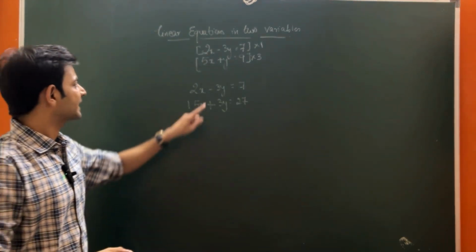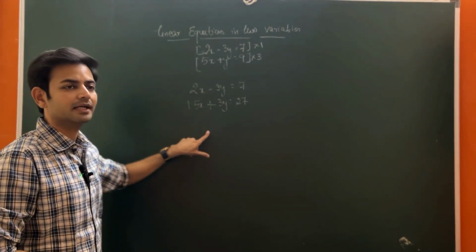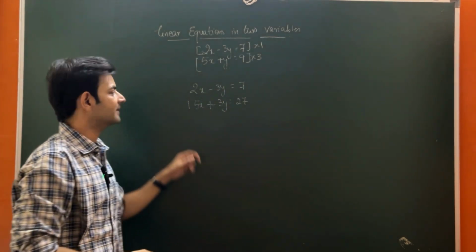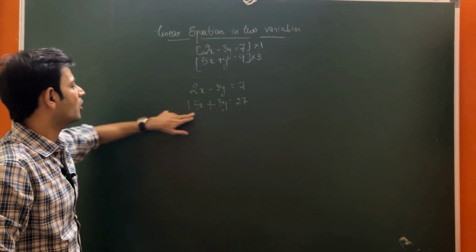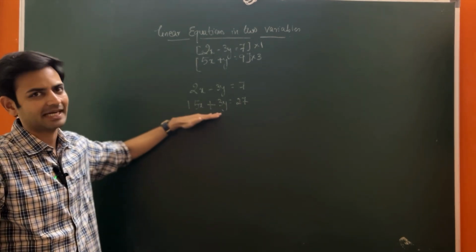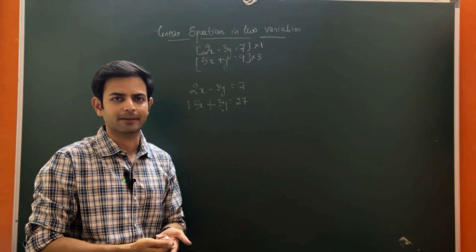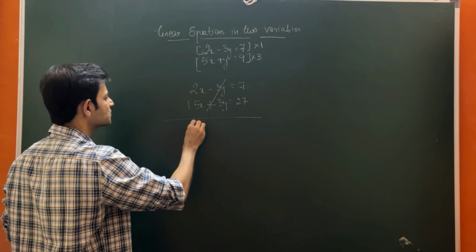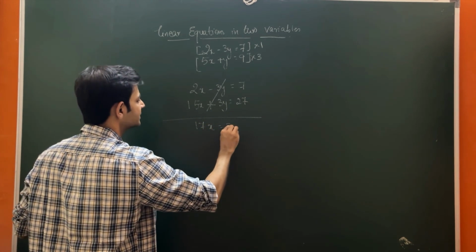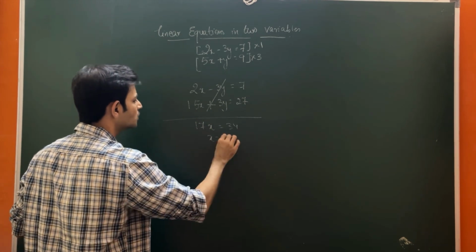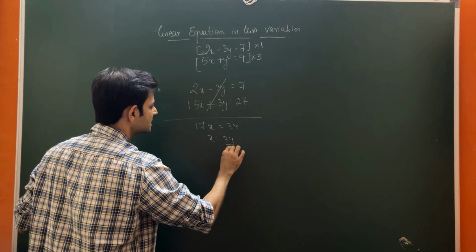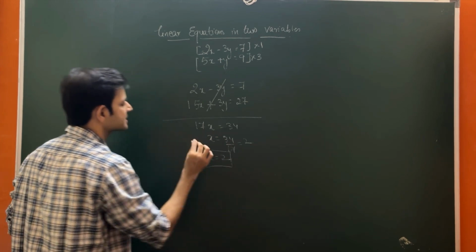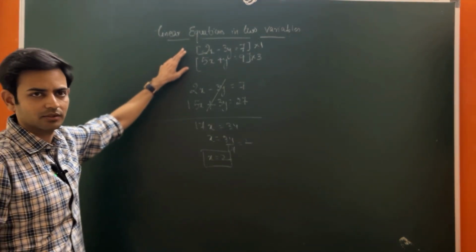Now remember, if the signs are different, you simply have to add them. But if the signs are also same, then you have to change the signs of all the numbers in the second equation. Basically, we subtract them. Now here, because the signs are same, we'll just add them. So 17x is equal to 34. So x is equal to 34 by 17, which is equal to 2. So x is equal to 2 is our answer for these equations.